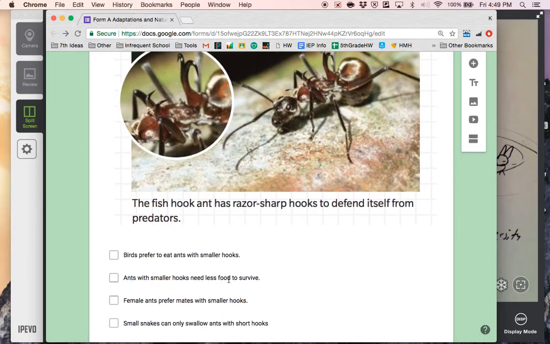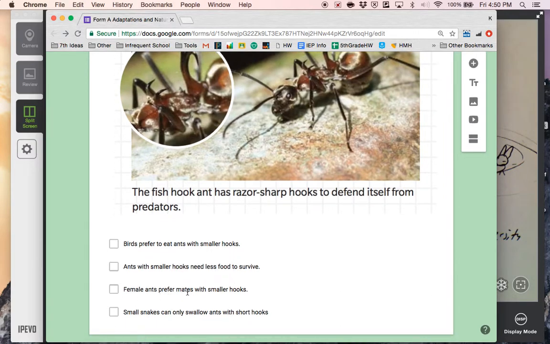Ants with smaller hooks need less food. Ooh, if you need less food and you have smaller hooks, there's going to be more of you because it's easier to survive. This would increase smaller hooks because they don't need as much food. Female ants preferred mates with smaller hooks. Hey, this would also help because if you have smaller hooks, you're more likely to pass on your traits because that's what female ants prefer. So this would cause an increase.